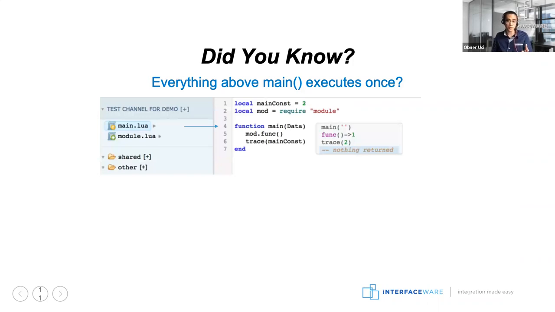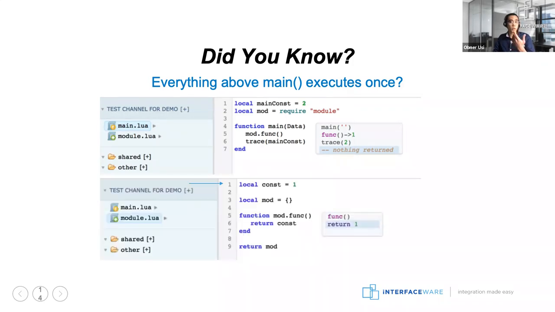We have the main module on line four, and above that, we have a constant and a require statement. When the channel starts, the script will run from line one, then to line two. Here we go into module.lua and set const to one, then jump back into main.lua and start executing the main function.